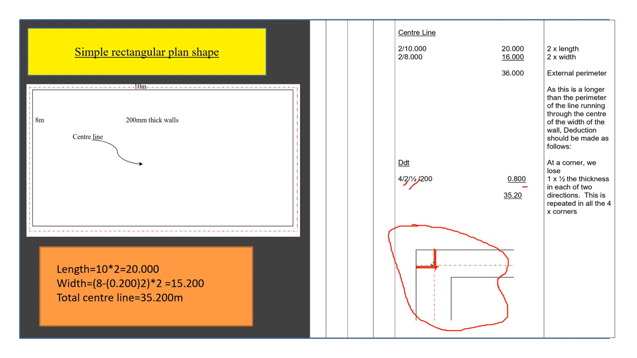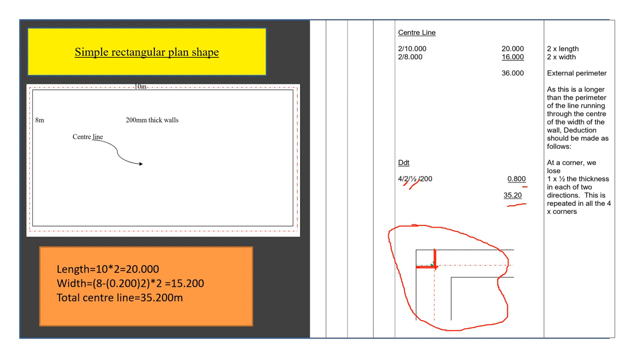So the total center line shall be that 35.20. So you can see they're saying at a corner we lose 1 times a half the thickness in each of the 2 directions. So 2 directions are half the thickness.